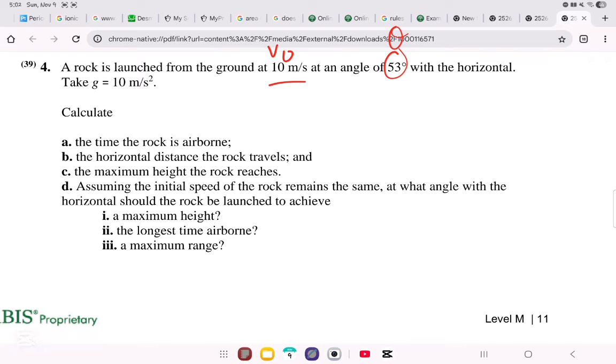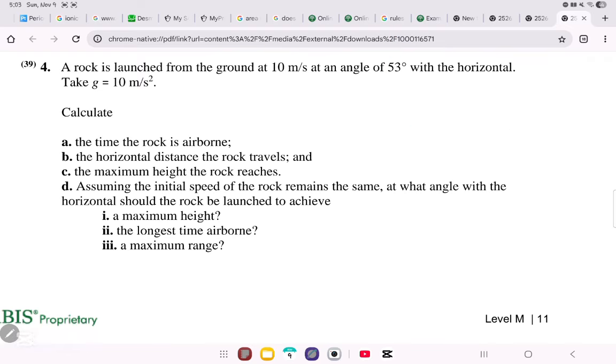So first of all, we need to find the time that the rock is airborne. Now, what does this mean? The time the rock is airborne is basically the time that it is at the ground, right? So t ground, or t at the same level as the initial. So what's the equation? It is 2 v0 sine theta over g. So it's going to be 2 times 10 times sine 53 over 10. So how much is that going to be? 1.6 seconds for part A.